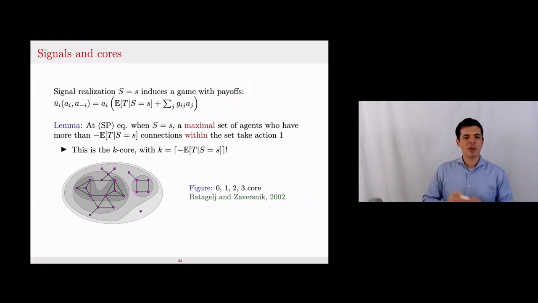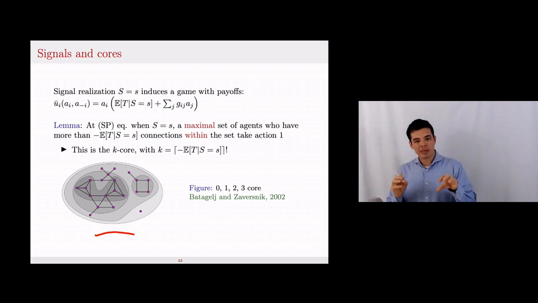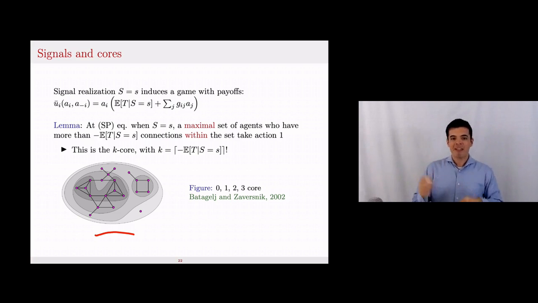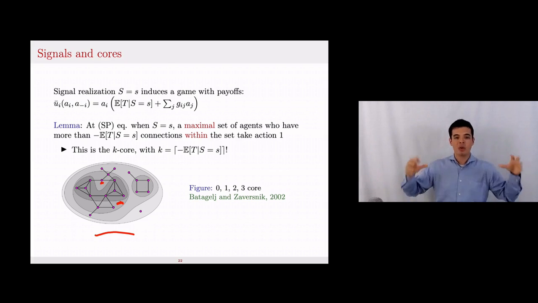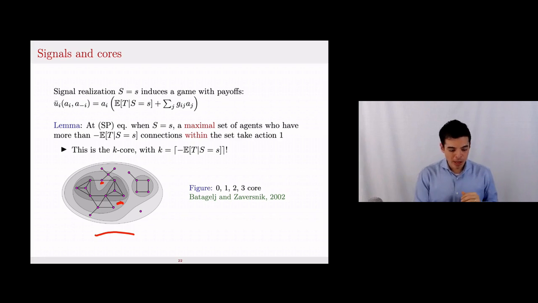Now, the k-cores are related to the degrees of the agents in the underlying network, but the k-core is not the set of all agents who have degree k. Here's an example. The 0 core of this network is the set of all agents. The 1 core is obtained from the 0 core by iteratively removing all agents who have degree less than 1. The 2 core is obtained from the 1 core by iteratively removing all agents who have degree less than 2, and so on and so forth. The darkest region that you see inside is the 3 core of the network. All nodes in this 3 core have 3 or more connections to other agents in the 3 core. But there are agents like this one who has degree 3, but does not belong to the 3 core. So the k-core is the maximal induced subgraph where each agent has degree k or more.